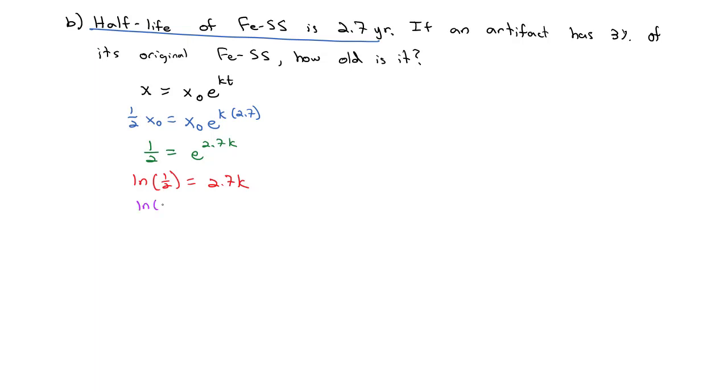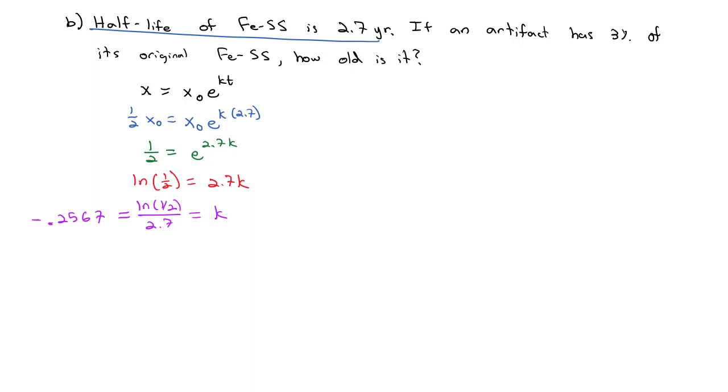Dividing, we get the natural log of 1/2 divided by 2.7 is equal to our constant. And I can do that on my calculator. The constant's equal to approximately negative 0.2567. Now we can go back and answer the original question.